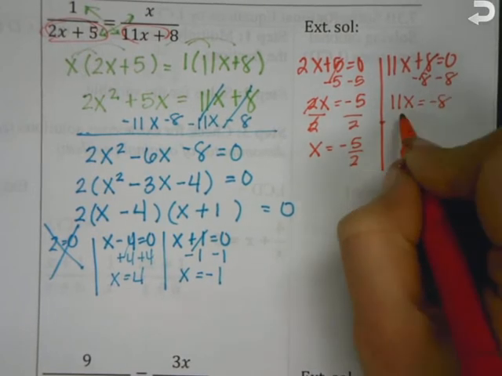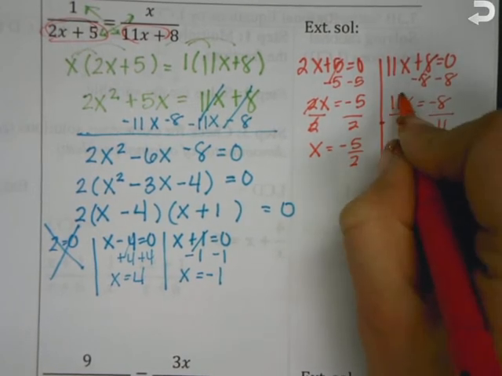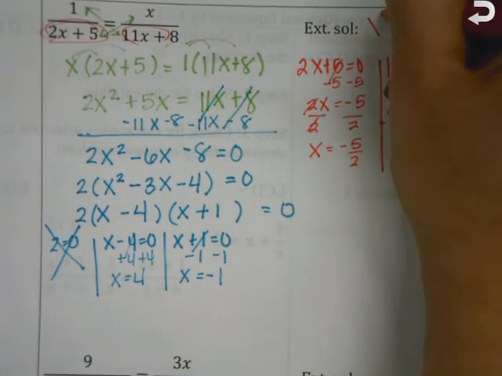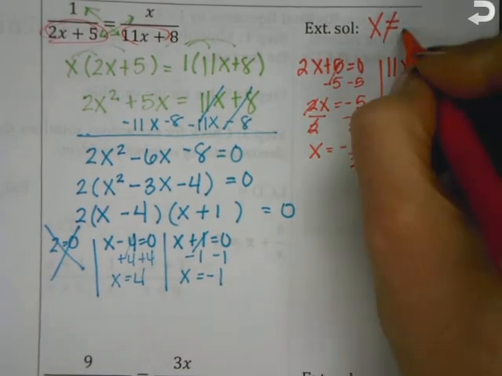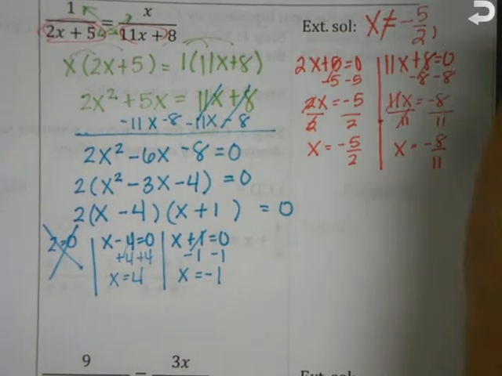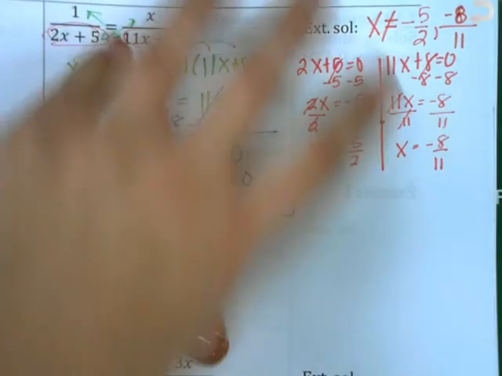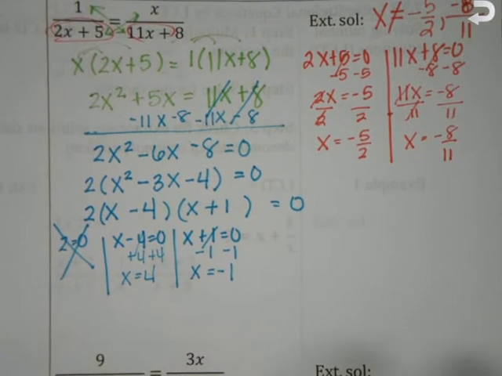So what can x not equal? Negative 5 over 2 and negative 8 over 11. Okay? So are the 2 answers that we got okay? Yeah, so our 2 answers for x here are x equals 4 and negative 1.